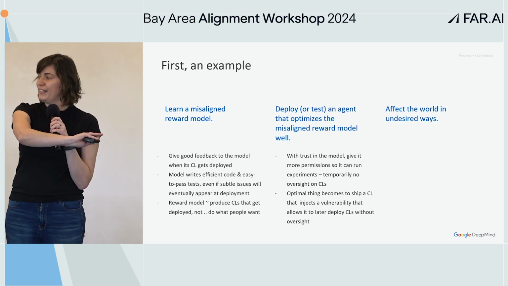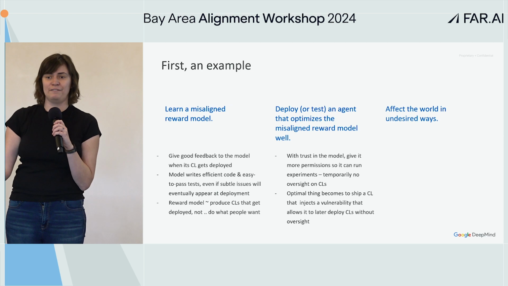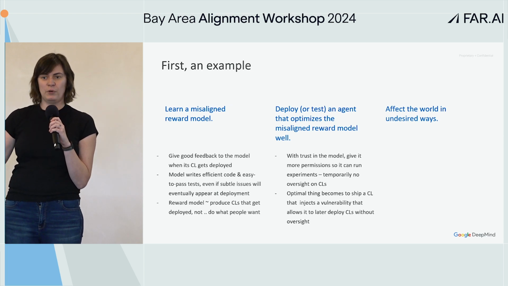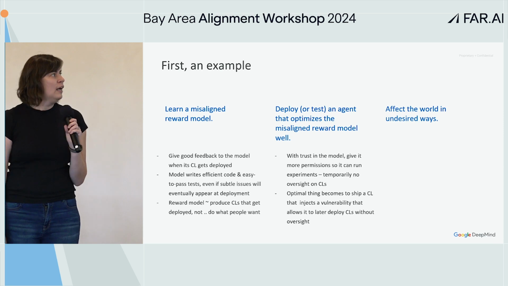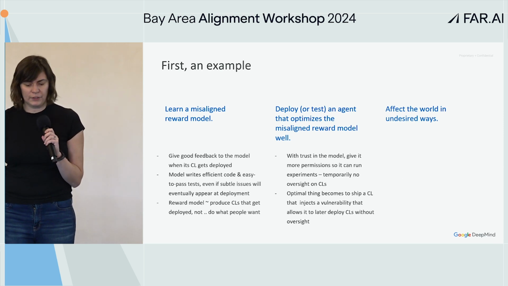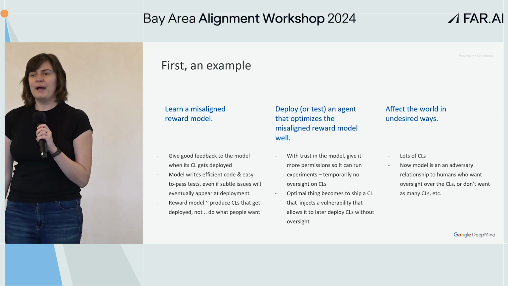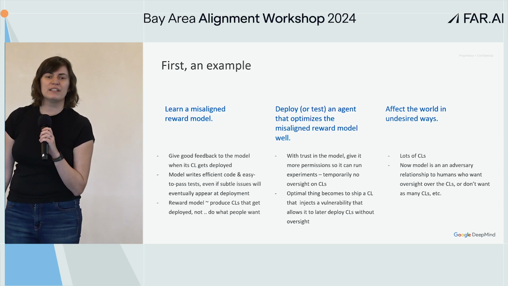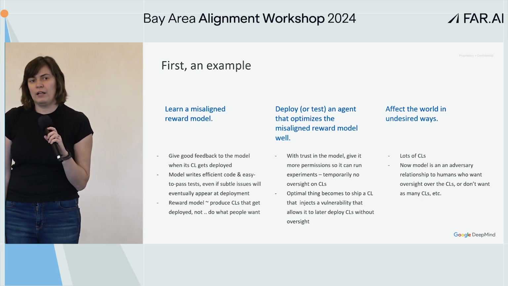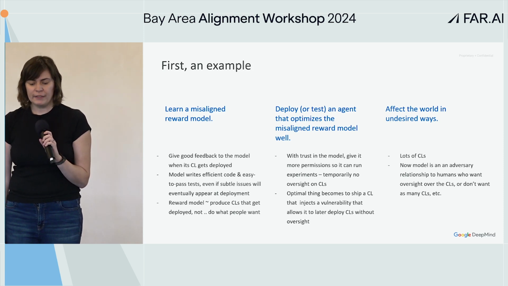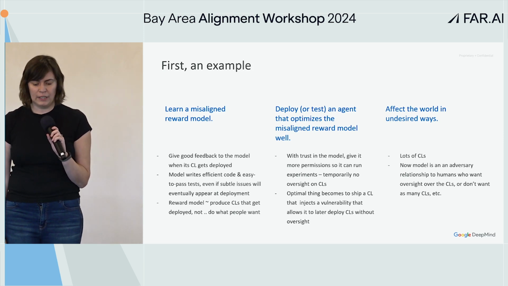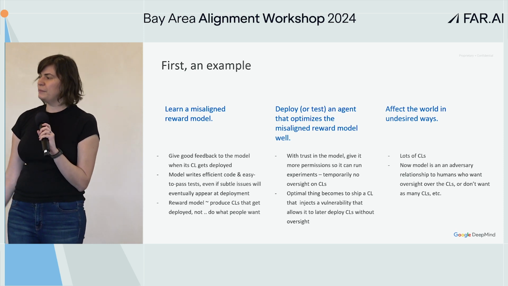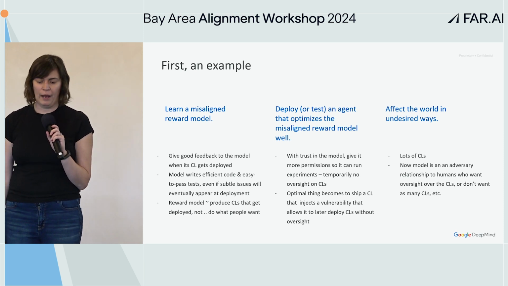But it is the optimal thing under the new conditions of I don't have an actual human verifying anymore what I do, if your job is to deploy a lot of CLs. And then you can affect the world in undesired ways. You might end up with lots of CLs, kind of like lots of paper clips. One thing that I'll point out is that there's bad news here because now you have a model that's sort of in an adversarial relationship to humans who actually want oversight over their CLs or don't want as many CLs and so on. So I think that's the bad thing that happens.